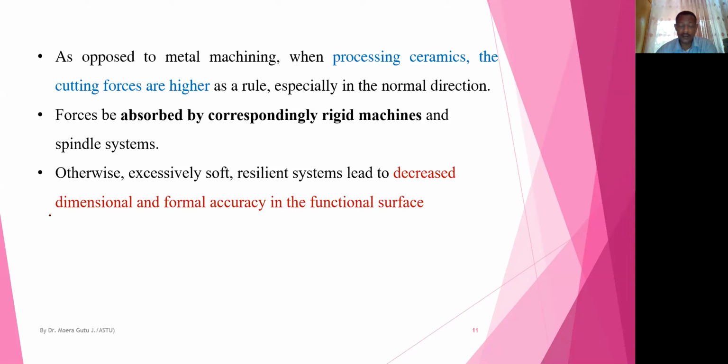So if the machine is not very rigid and there is vibration, it can cause inaccuracy in machining, and you cannot maintain dimensional accuracy, or the form accuracy is very low.